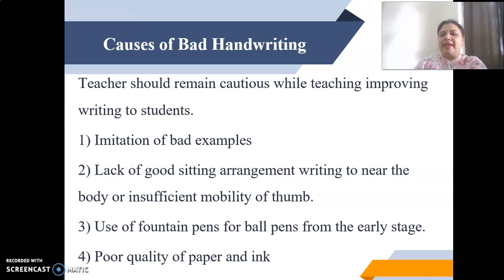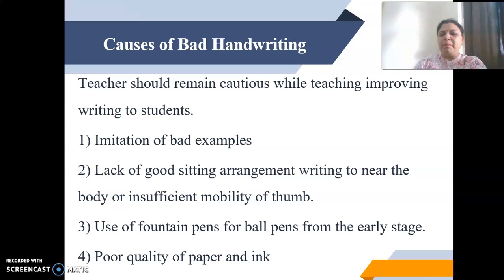Lack of good sitting arrangement, writing too near the body, or insufficient mobility of the thumb. That is also a very big reason for bad handwriting. If the sitting arrangement for the students is not proper, and the desk or the bench they are using for writing does not have the proper height according to the height of the students, that also causes bad handwriting.